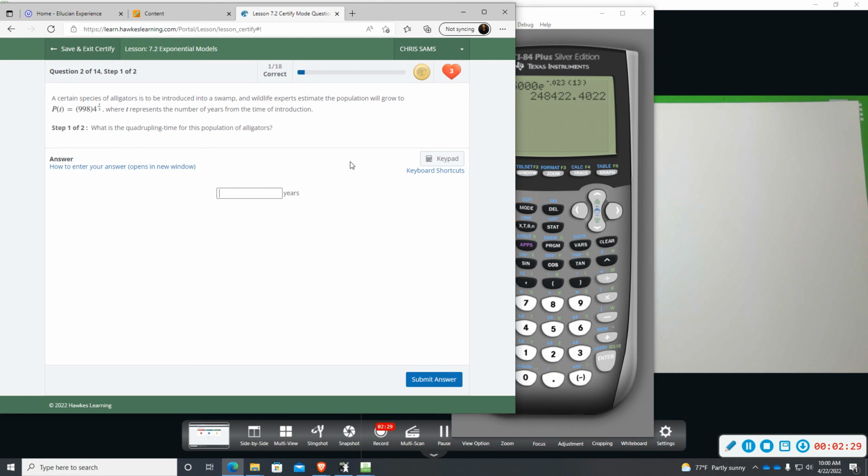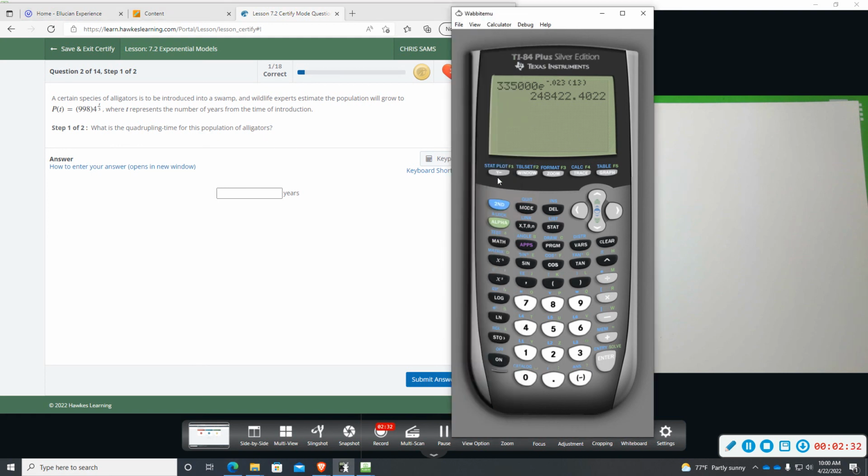quadrupling time for alligators. So what I'm going to do this time is go to y equals and put that formula into y equals. The P of T is just going to represent my y, and I'm going to do in parentheses 998 close, and then 4, and then raise it to T divided by 3. The calculator variable input is X, so I'm going to do X divided by 3.